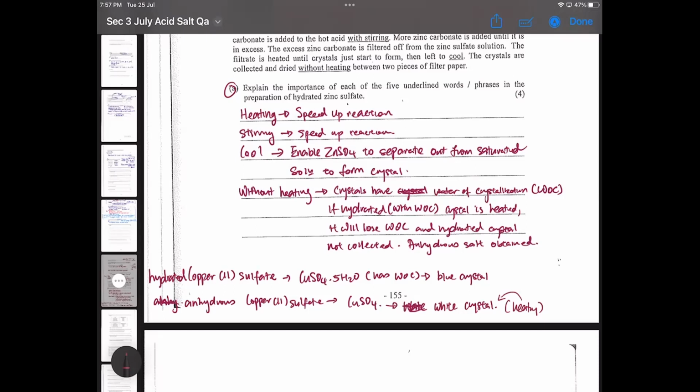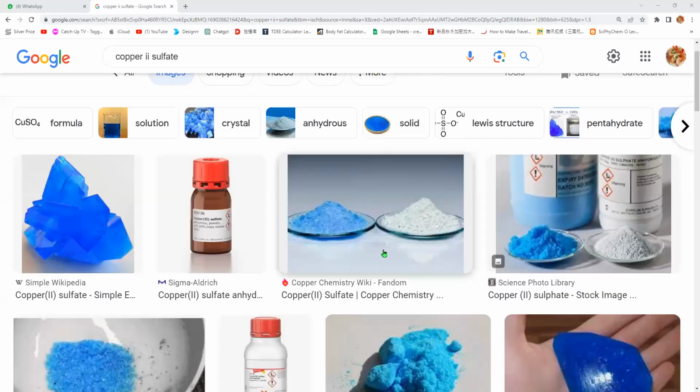Okay, I go over to Google. You take a look at the two of them. If you see this, both of these are copper 2 sulfate. Centered in the C position, you have the blue salt on the left and the white salt on the right. Both of them are copper 2 sulfate, but this is the hydrated version, and this is the anhydrous version.